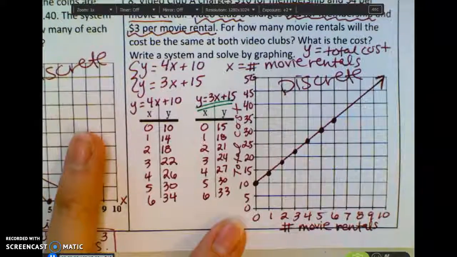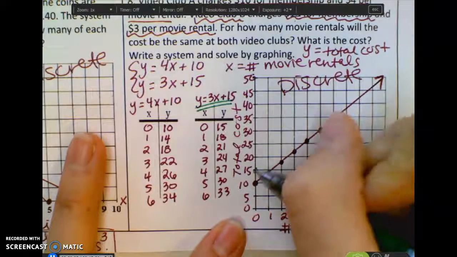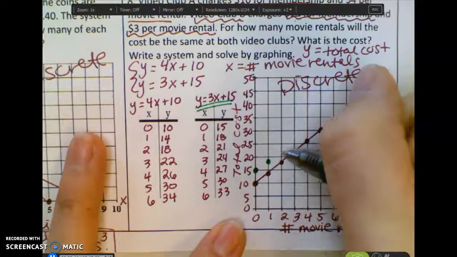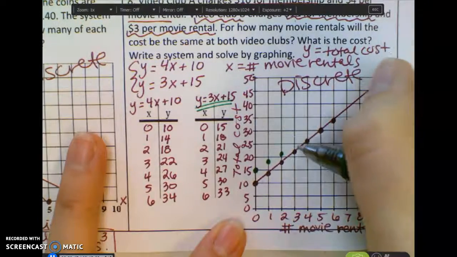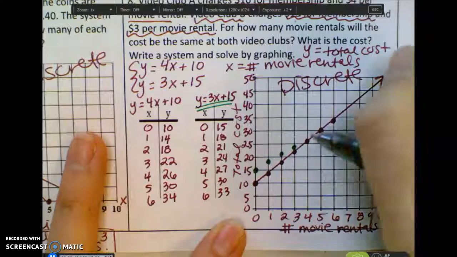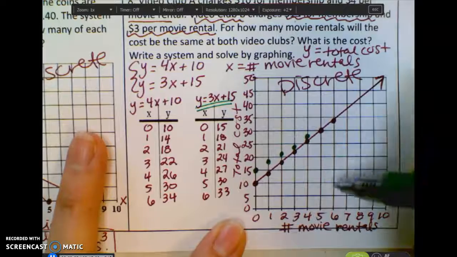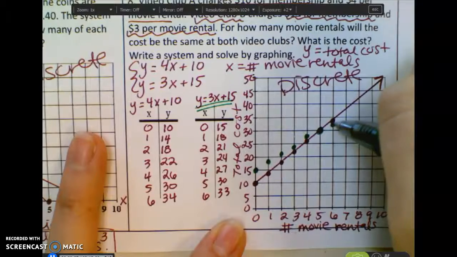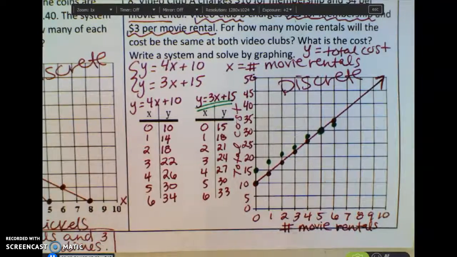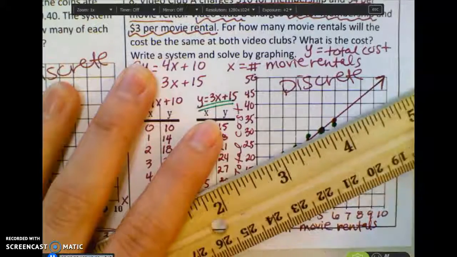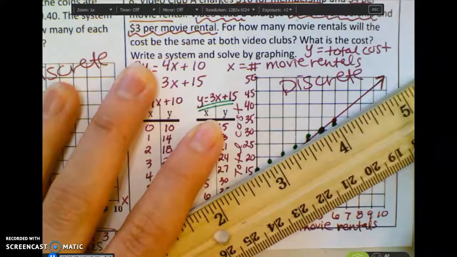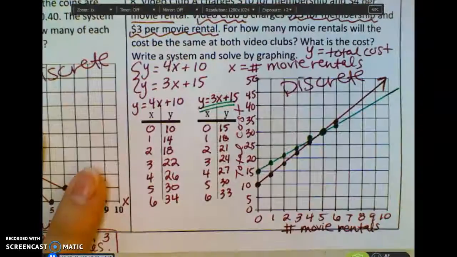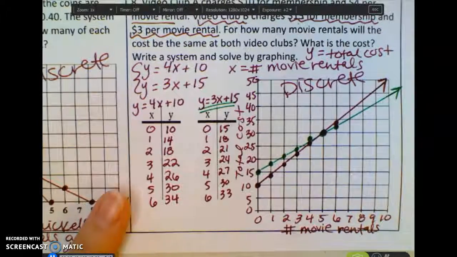I'm going to graph this one in green. So we have 3x plus 15. We start at 0, 15. We go to 1, 18. 2, 21, 3, 24, 4, 27, 5, 30, and 6, 33. So just do your best to estimate those. I know they get really close to the other ones. So let's draw our line. All right, we have our two graphs.